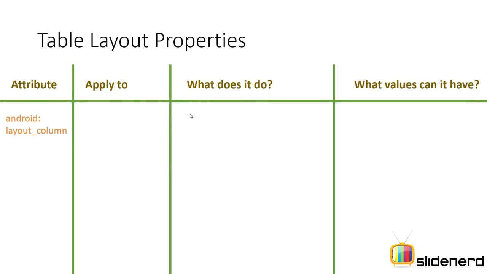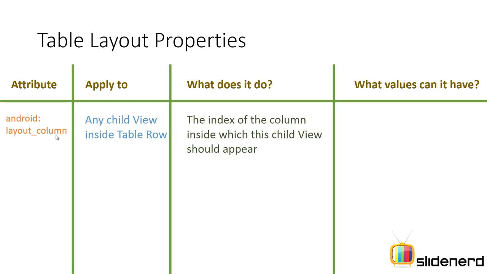The next attribute which I'm going to talk about is called Android layout column. Now what does this attribute do? Where do you apply it? Well, again, you apply it to any child view inside the table row. Now what does it do? Well, it specifies the index of the column number inside which your view should appear. Now what does that mean? Well, let's go and actually see in the next slide what it means.